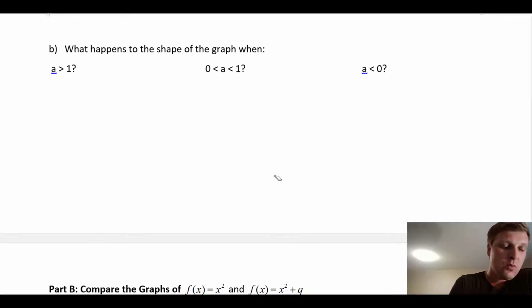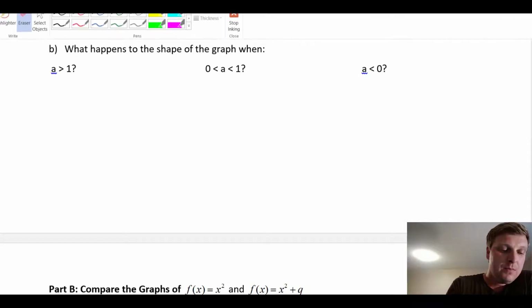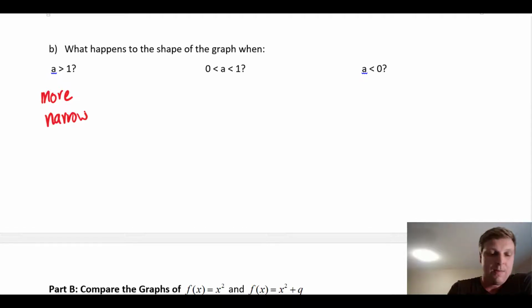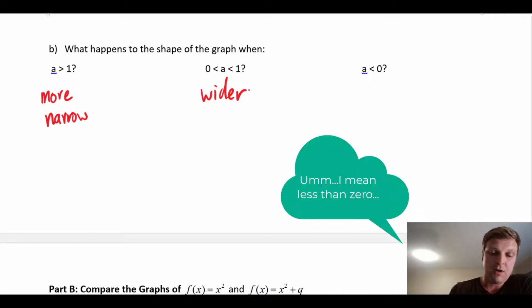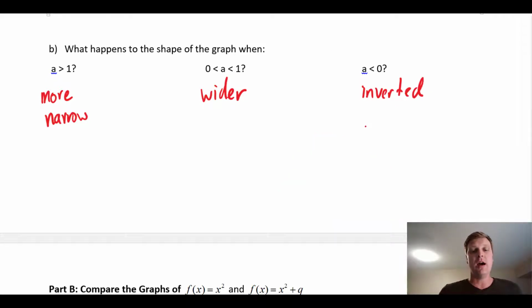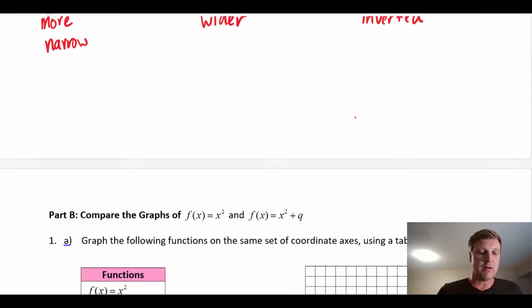So if A is greater than 1, then it becomes more narrow. If it's between 0 and 1, then it becomes wider. And if it's less than 0, then it becomes inverted. Okay, so we're going to look at two other ways that we can mess around with these parabolas.